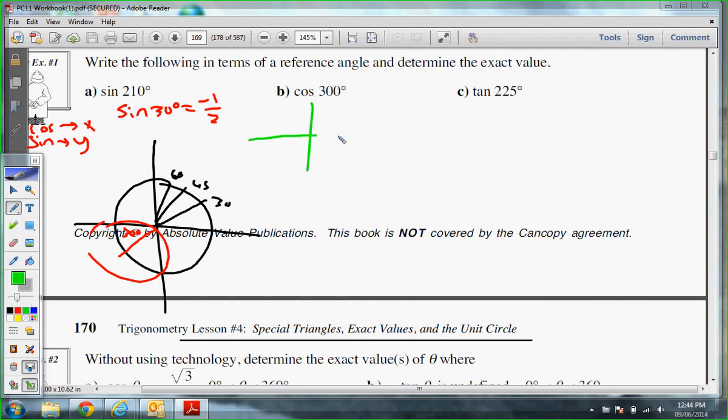Let's do another little picture here. Cosine of 300, we know that's going to be right here with a reference angle of 60. So I'll look for cosine of 60. Remember, this is my CAST. C is positive here, so we know that cosine is going to be positive. Cosine of 60, look at my chart, is 1/2. It's positive 1/2 and it stays positive.